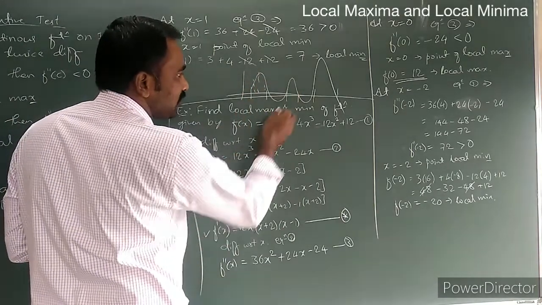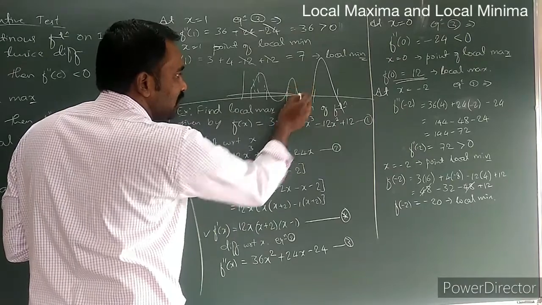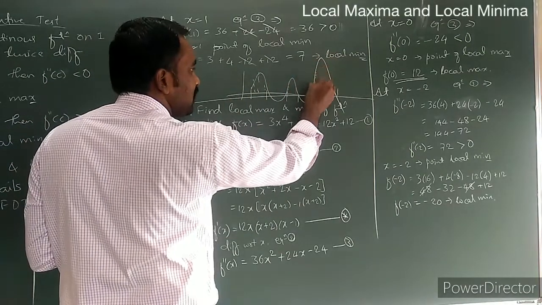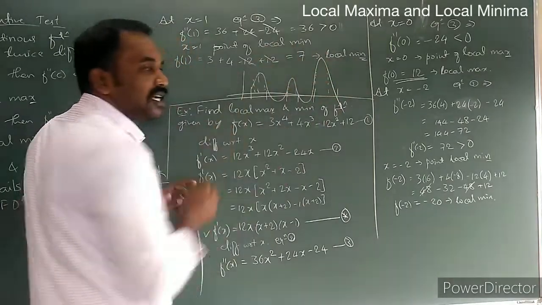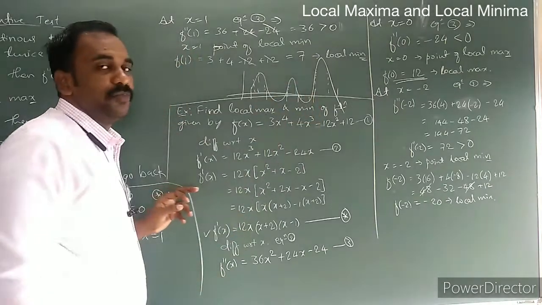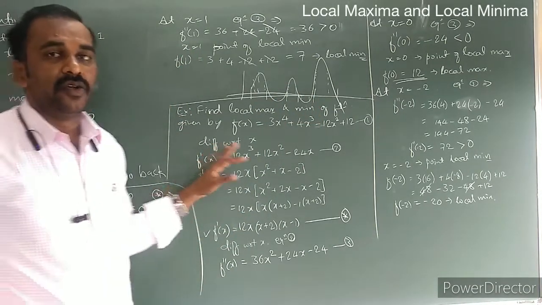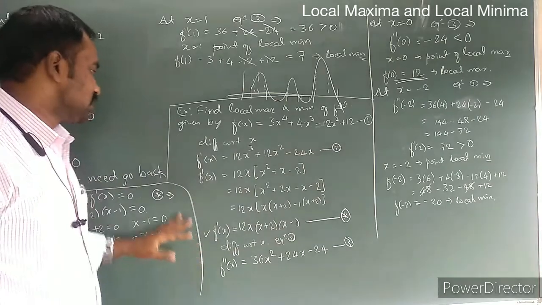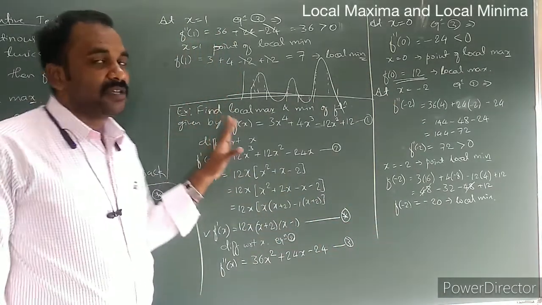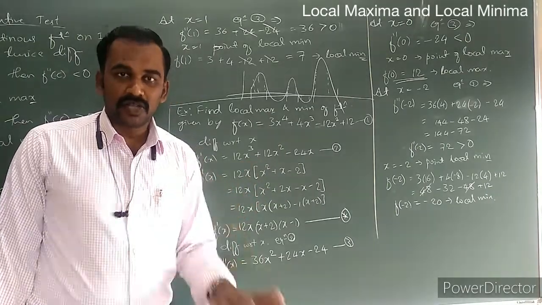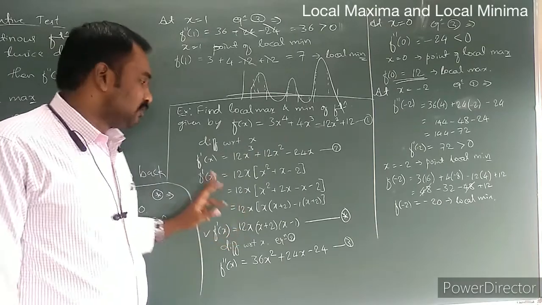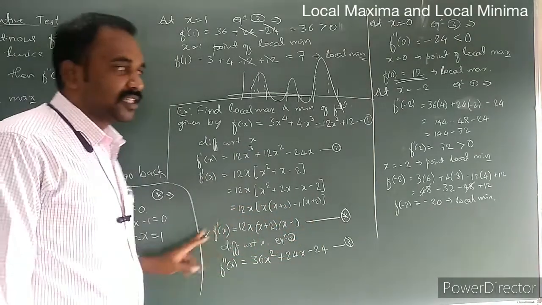Suppose it is a local maxima, I am taking a small interval. In this interval only, it is a maximum value. It is a local minima, so in this interval only, it is a minimum value. That means we say local minima and local maxima. So this is how we have to solve the problems. Very simple. If they ask to find the local maxima and local minima, find the first derivative and second derivative. First derivative equal to 0, you will get the critical points.